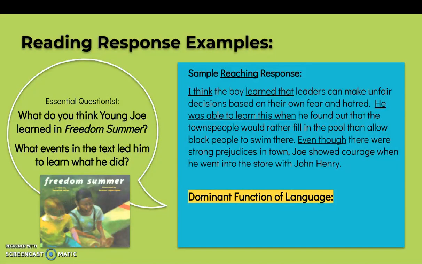So let's go back to our sample reading response. Go ahead and take a minute and read it again. Look at the function tools that you pulled up from the online resource. Now, think about what you think is the most dominant function or functions of the Freedom Summer text. Pause the screencast while you do this thinking work.